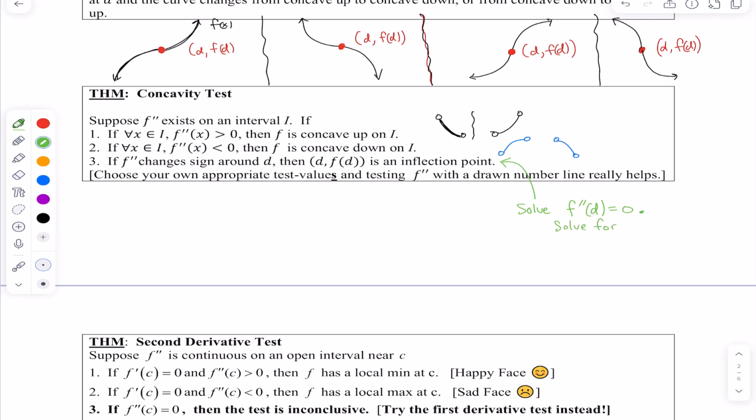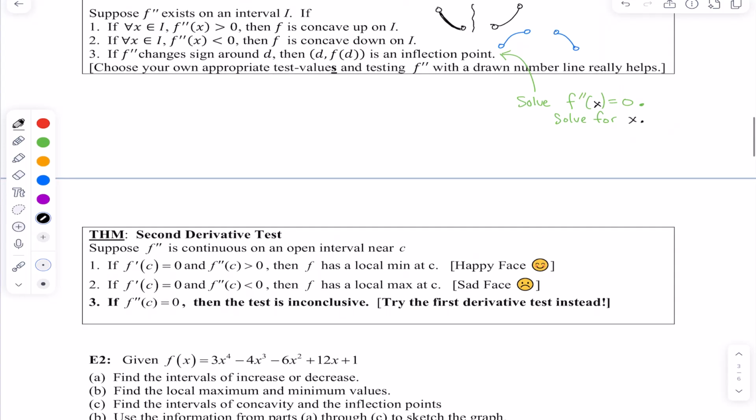So you basically set the second derivative equal to 0, and then solve for d, and then see if there are any sign changes. Now, if you don't like to use the letter d, you could simply use x, which is very common as well. That way people don't get these mixed up with their critical numbers. And you could always rename it to d later on if it is indeed an inflection point.